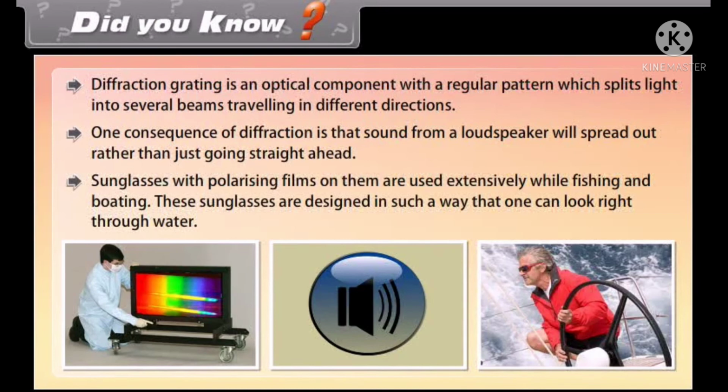These sunglasses are designed in such a way that one can look right through water. Reflection of waves off seawalls or other barriers can cause an interference pattern called a standing wave. In standing waves, crests do not move laterally.